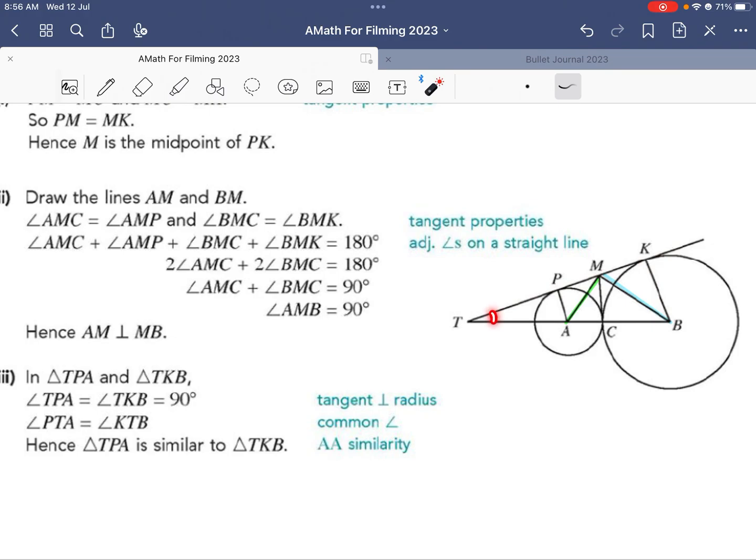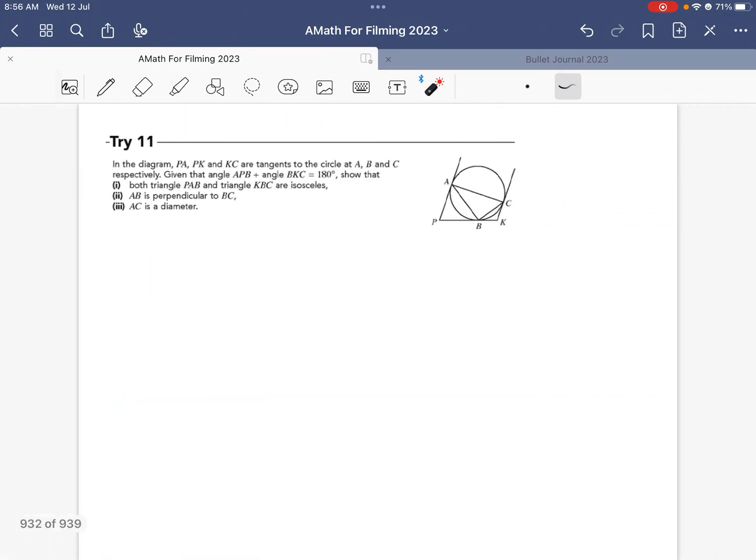Also, PTA is the same angle as KTB. It's a common angle, which I've written over here. Hence, they are similar because of angle-angle similarity. This is a common angle. This angle is 90. This angle is also 90. Hence, they are similar due to AA similarity.